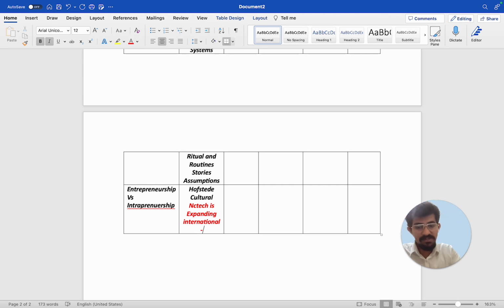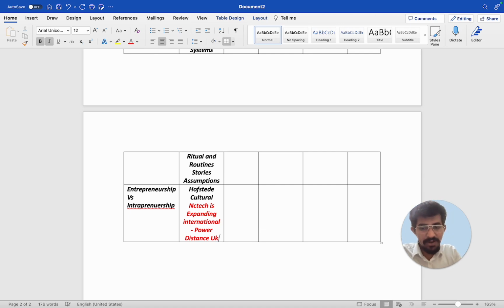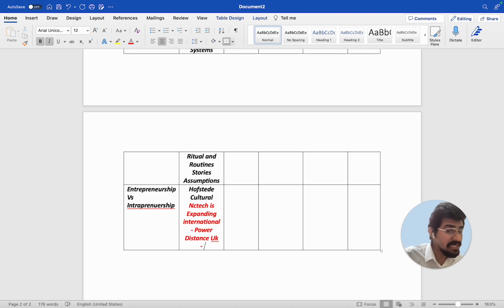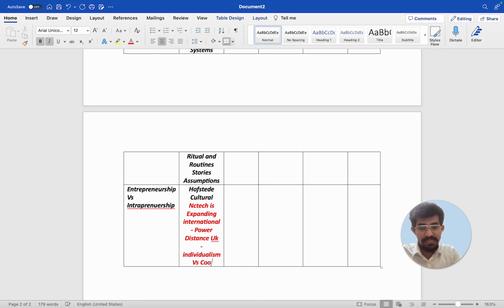So the first thing, students, you have to understand is power distance. If you observe, in the UK, people call their boss by name, but in India, they call them sir. That means in India, the power distance is very high when the positions are high. But in the UK, it's different compared to Indian culture. And then, students, individualism versus collectivism.